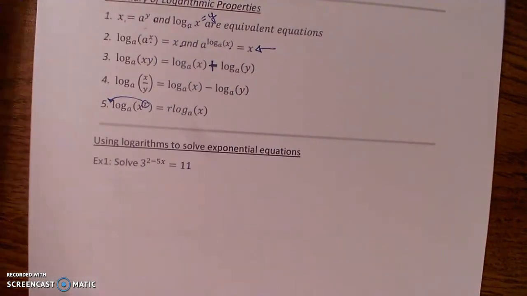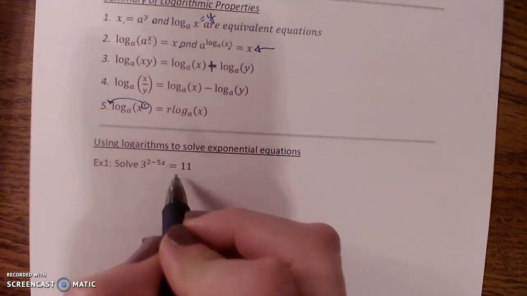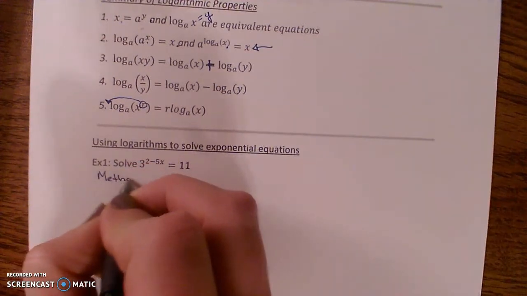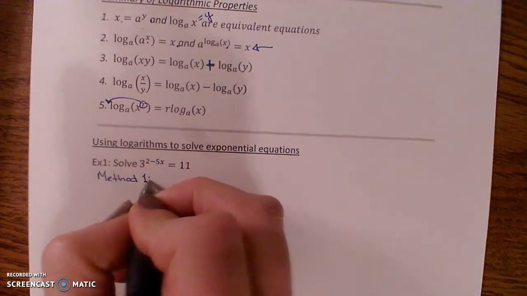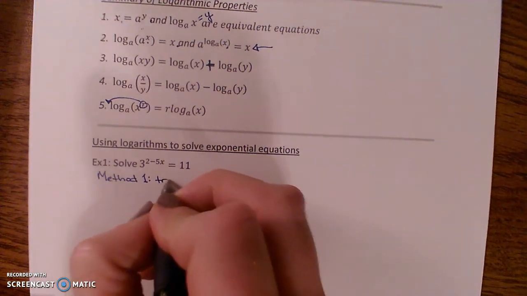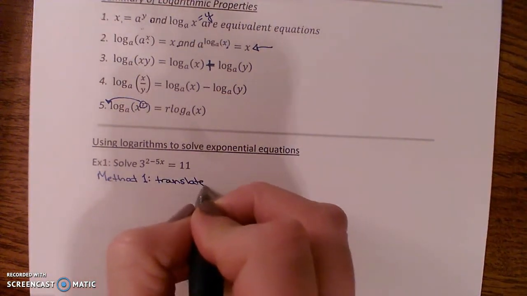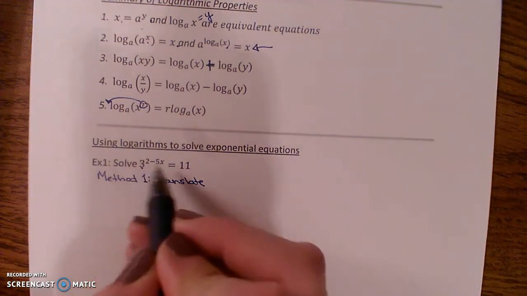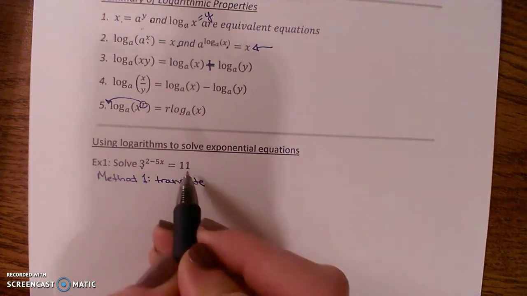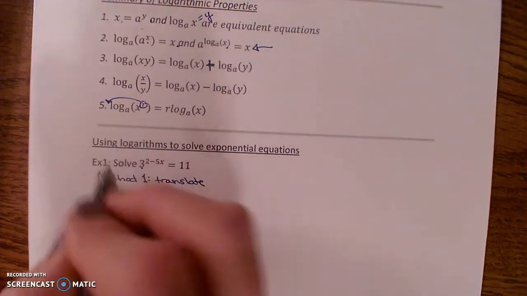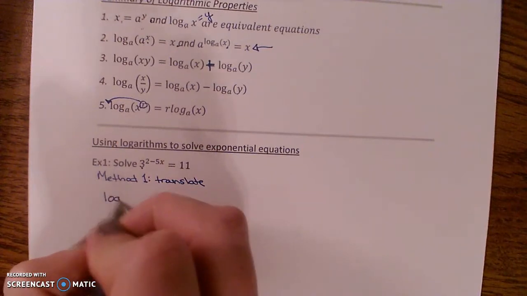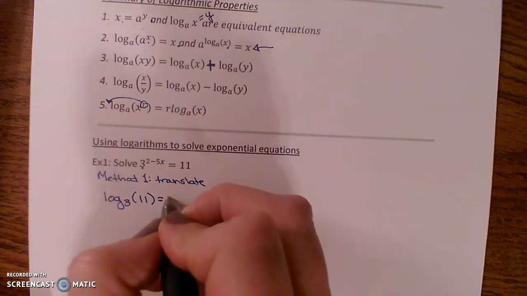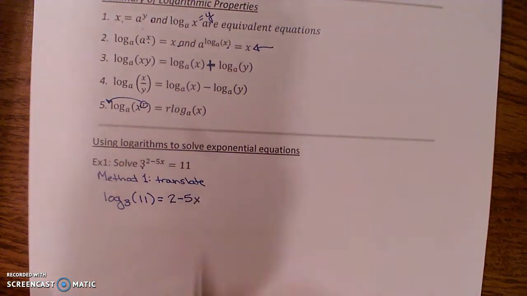So here I have 3 to the power 2 minus 5x equals 11. The first way I'll solve this is to translate to a logarithm equation. So base 3 to the power 2 minus 5x equals answer 11. So I can convert that to log base 3 of 11 equals 2 minus 5x.